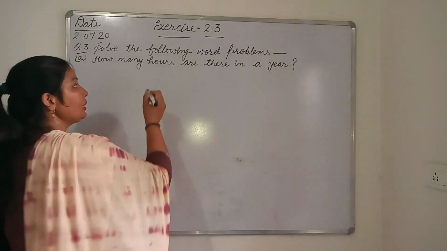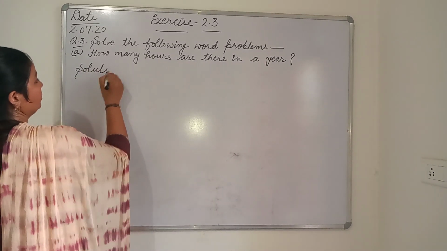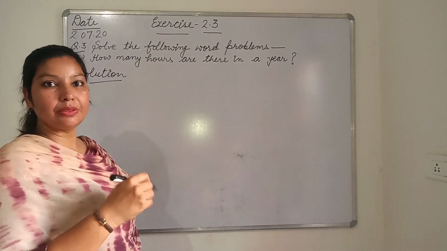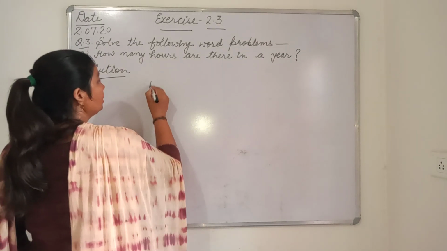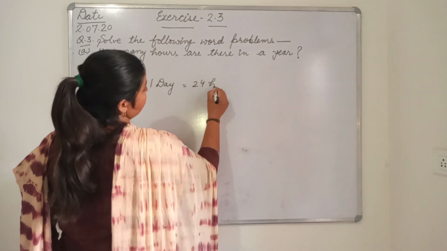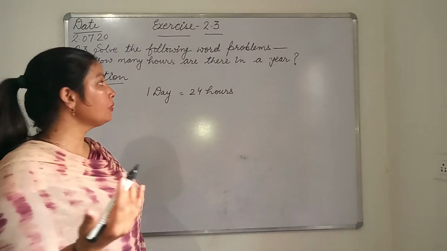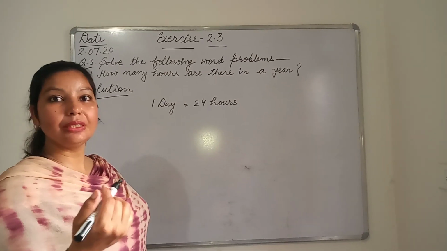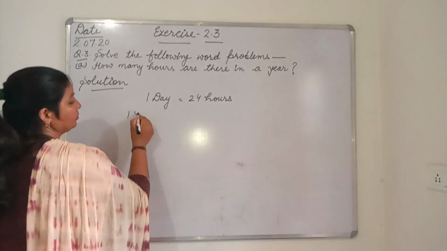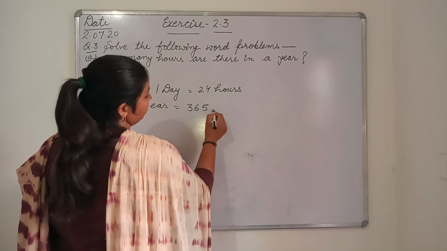So we know very well one day. Here we start the solution. So write here: solution. We know that one day equals 24 hours. Now we should write the relationship of day and year. We know that in 1 year there are 365 days. So 1 year equals 365 days.